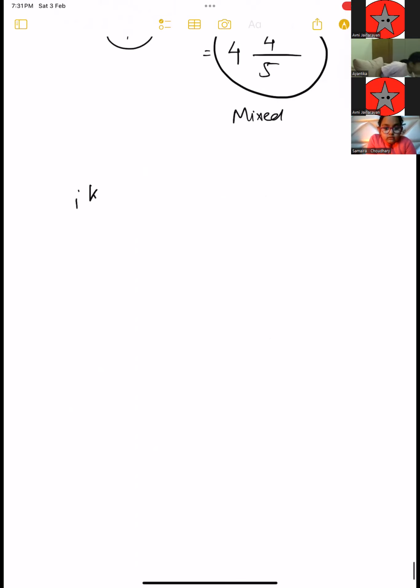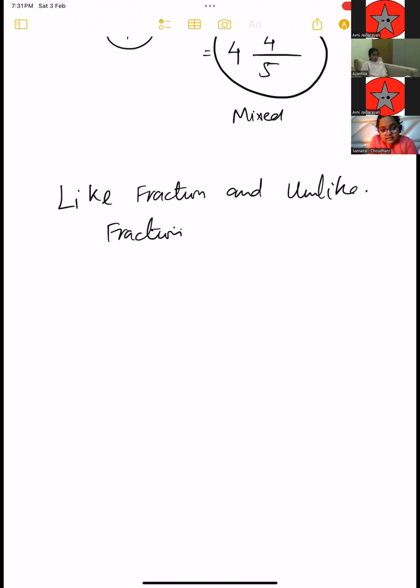उसके बाद एक चीज आती है like fraction and unlike fraction. Now, what do we mean by like and unlike fraction? Can someone tell me? Ayantika, can you try what is like and unlike fraction? Like fractions when the denominators are same. Okay. And unlike is when the numerators are same. No. Unlike is when the denominator is not same.